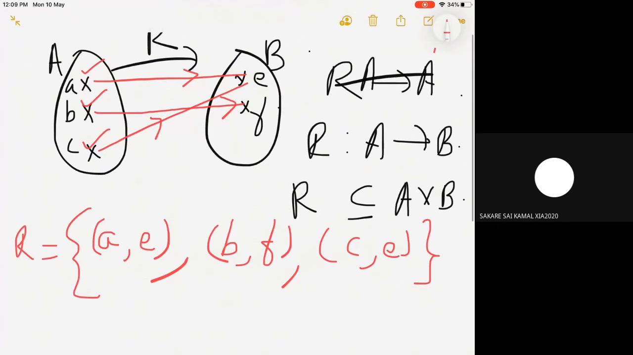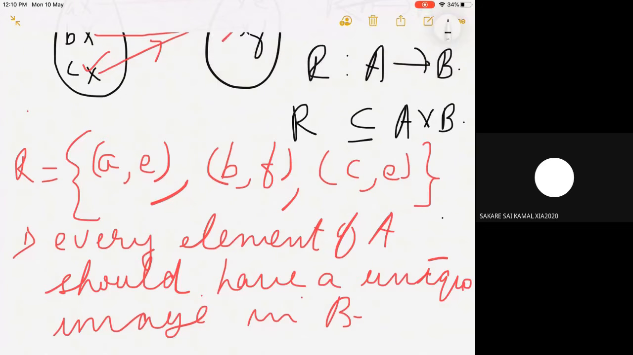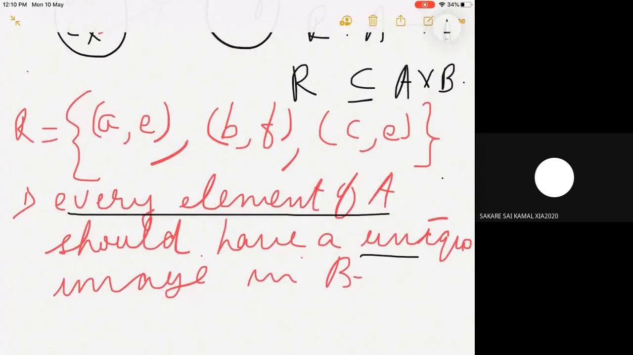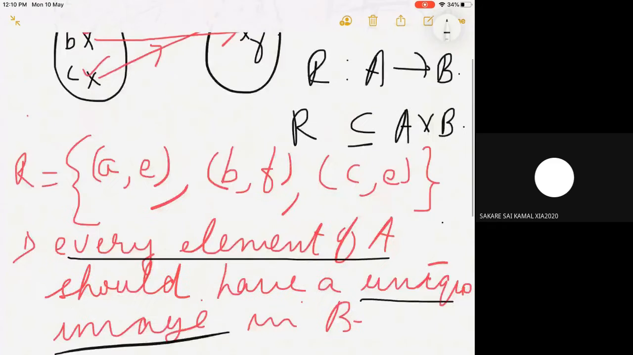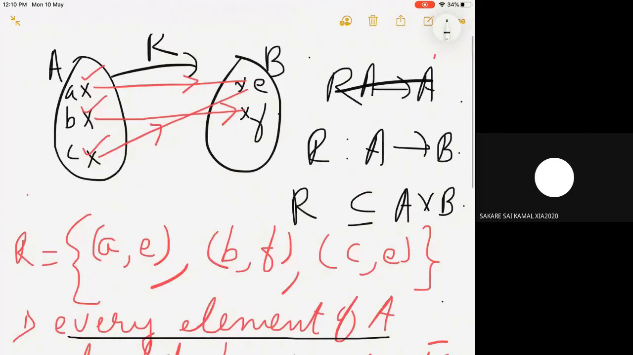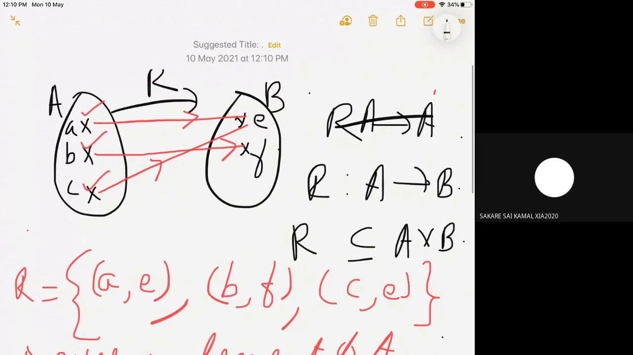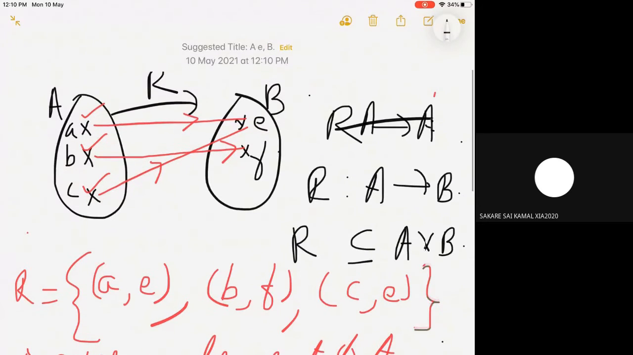The condition for a function is what? First thing is that every element of A should have the image. The second condition is the uniqueness of image. If these two conditions are satisfied, any relation can also be known as a function.